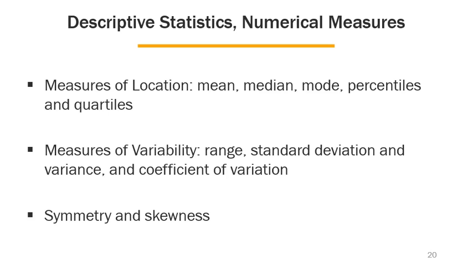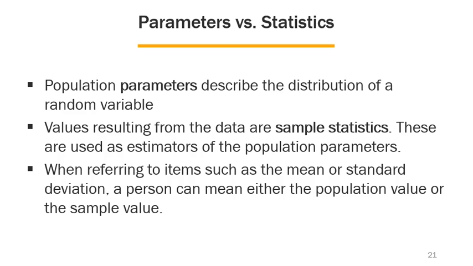So we've got measures of location, talking about the mean, median, the mode. Also percentiles and quartiles give us ideas about location. We'll talk about measures of variability, so again, range, standard deviation, and variance, as well as the coefficient of variation. And then I'll be talking about symmetry and skewness.